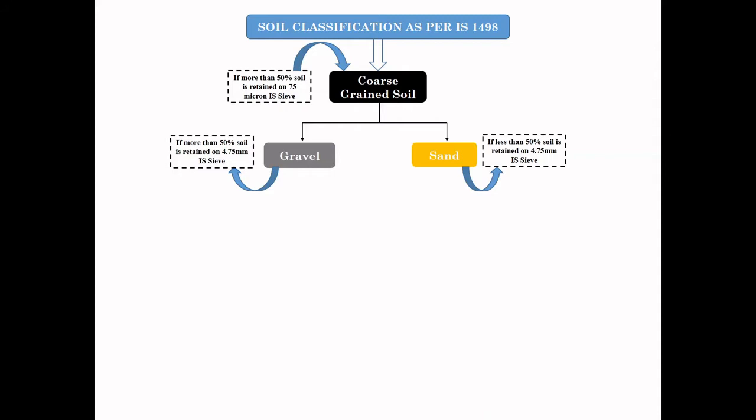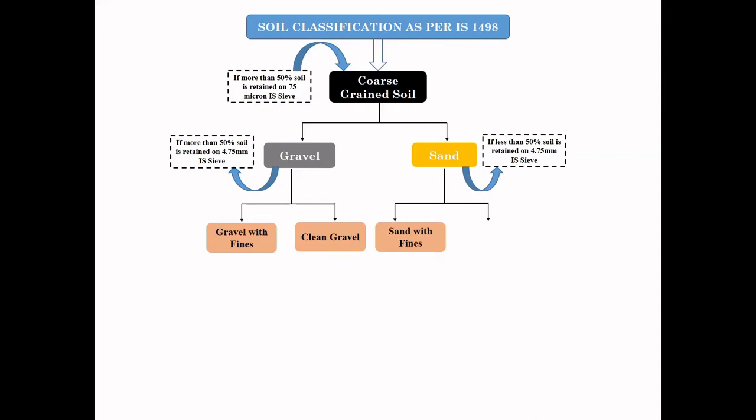A coarse grained soil, if it is identified as gravel, can be further divided as gravel with fines or clean gravel. Similarly, if a coarse grained soil is identified as sand, it can be further divided as sand with fines or clean sand. In order to identify whether the given soil is gravel with fines or clean gravel, sand with fines or clean sand, we have to see the percentage of soil passing the 75 micron IS sieve.